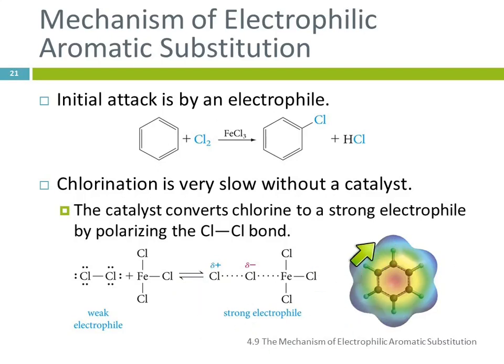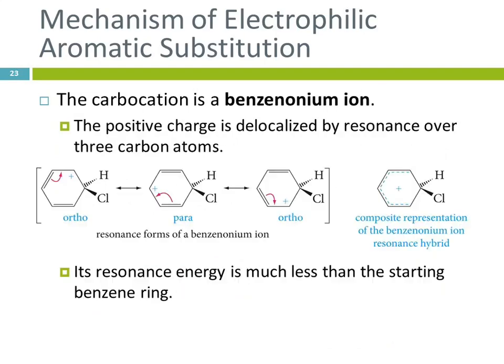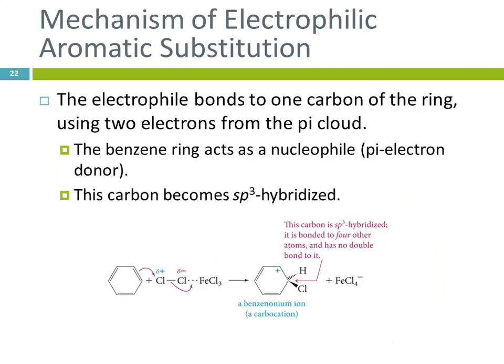This is an electron density illustration of the benzene molecule, and we see that there's a lot of electron density right here in the center of the molecule. So this guy right here is the electrophile that's going to get involved with benzene. The electrophile is going to bind to one of the carbons in the ring. So this is where the Kekulé structure is useful, because we can picture these two electrons from that pi cloud coming out and attacking this chlorine atom and making a sigma bond with the chlorine atom.